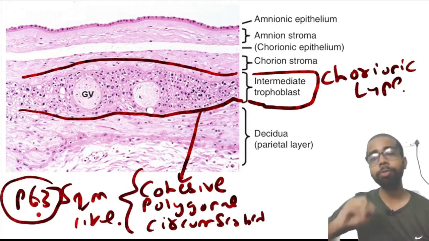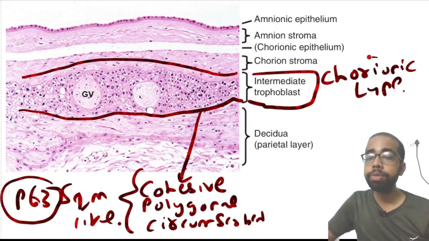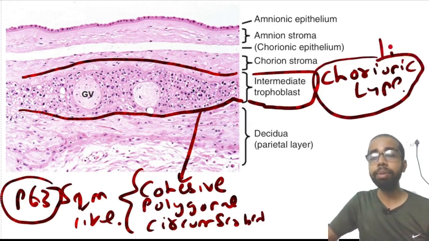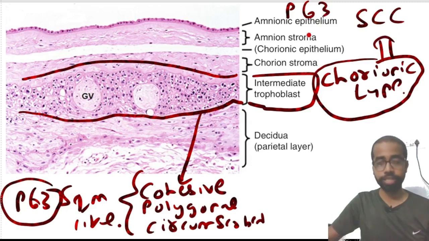So this is the importance of knowing this normal finding. This is a normal finding. You will get it in the membrane. I already showed this finding. But the importance of knowing this finding is that if you are getting a tumor of this chorionic type trophoblast, it will mimic squamous cell carcinoma. They will have IHC P63 positive, right?